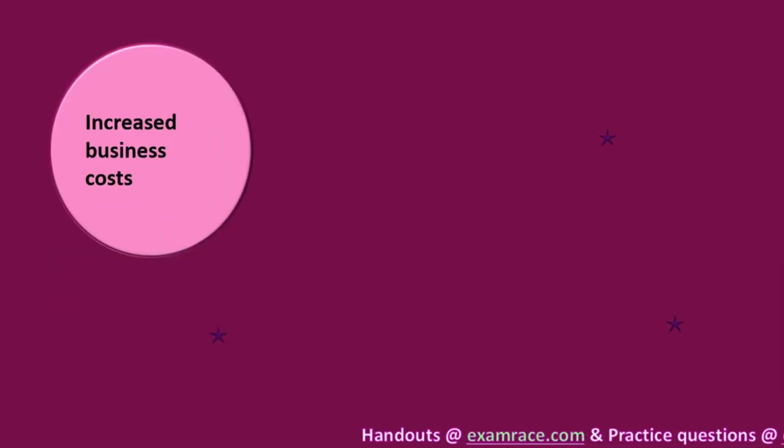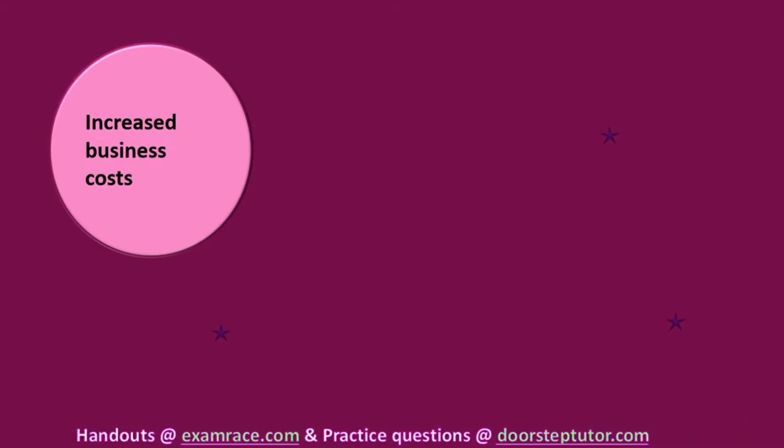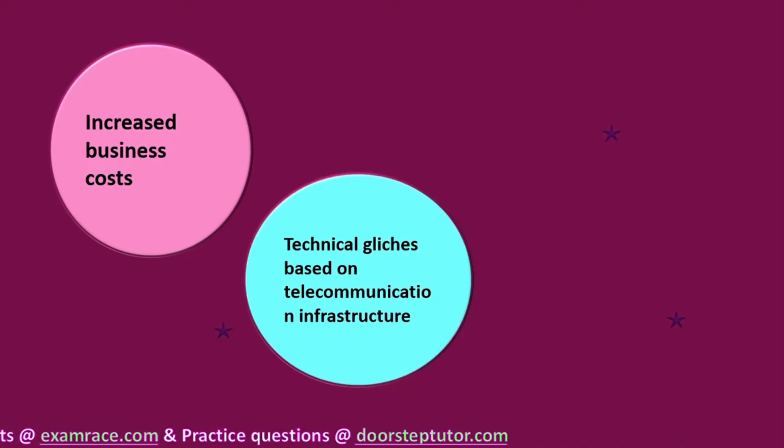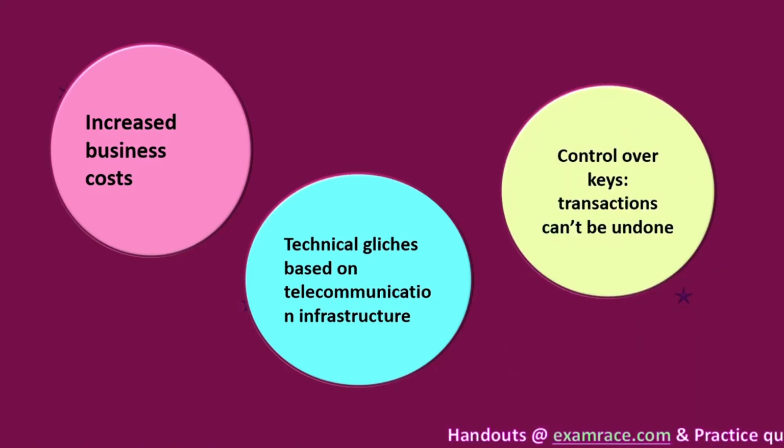Increased business cost, because you have to come up with the new technology and you have to train your employees as per that, so it increases business cost. Technical glitches based on telecommunication infrastructure. When the telecommunication infrastructure is not so well developed at your place, you don't have a good networking system, then you can face difficulty using the digital banking system.